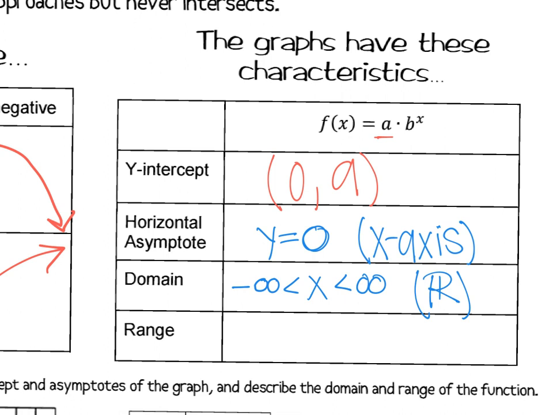Now range is a little bit different. Range is the y. So that goes from bottom to top. Well, I have y equals 0 as the horizontal asymptote. So it's never going to cross there. So y has got to be greater than 0 and less than infinity. So those are the characteristics.